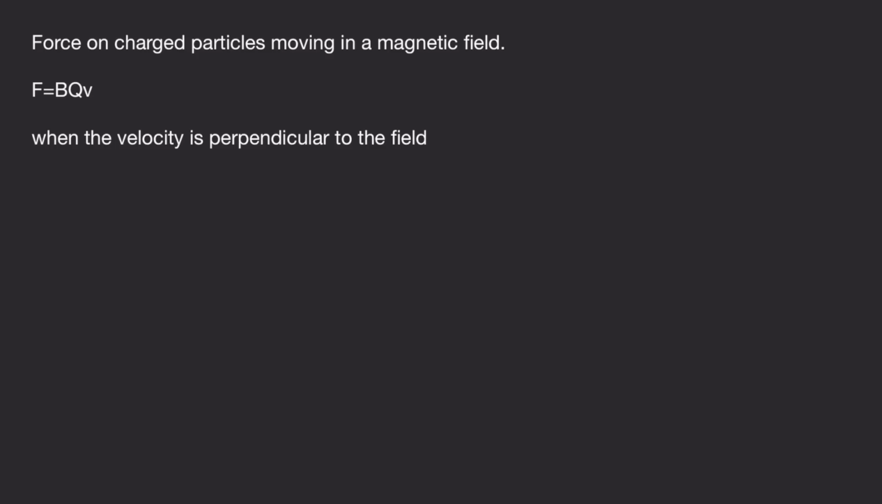Now let's talk about the force on charged particles moving in a magnetic field. There is an equation given in the formula booklet that the force is equal to magnetic flux density multiplied by the charge of the particle multiplied by its speed. It's important to say that we can only use this equation when the velocity is perpendicular to the field. If it's not, we actually have to find the perpendicular component, which, depending on where the angle is, might turn the equation into F is equal to BQV sine theta. Maybe a little bit unlikely to appear, but let's just put it out there.